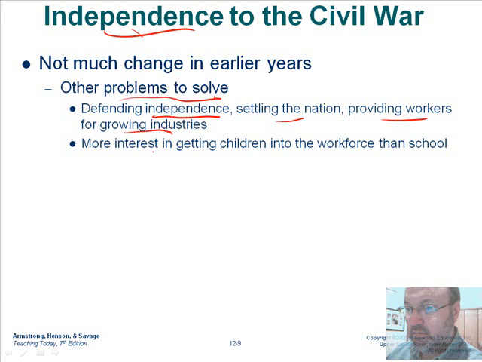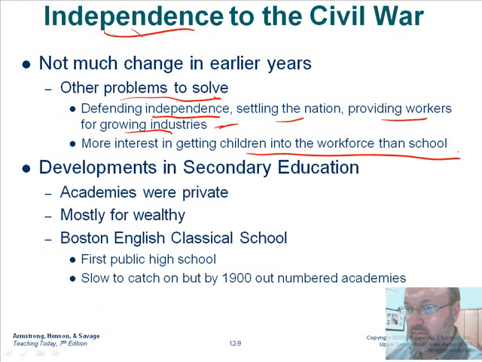And so their interest really became, because we're trying to get a nation started, getting the children into the workforce more than school. School was for the very young, and as soon as they could work, they worked. And of course, for the most part, on farms, growing food and those types of things. The developments in secondary education were slow to happen. Mostly they were private, these academies. Who could afford academies? Mostly the wealthy. So, as you can imagine, that's who became educated, the wealthy.